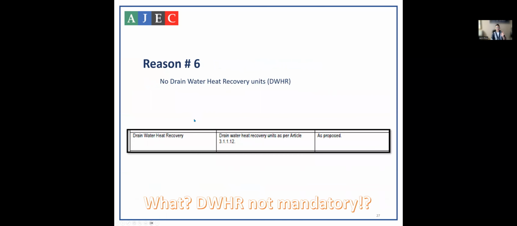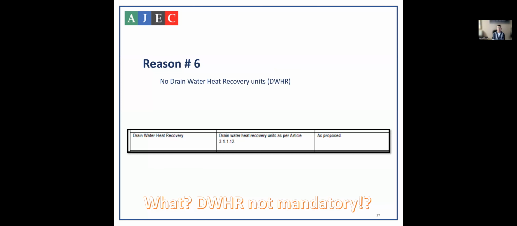Okay, reason number 6, no drain water heat recovery units. Everybody knows that a drain water heat recovery unit is mandatory as per the prescriptive path. But through the performance path, I could actually model it out. I can remove the need to install the drain water heat recovery. This unit is about $700 with material and labor. So it pays for itself, because the cost of energy modeling is around $1,000, and right away, I saved you $700.